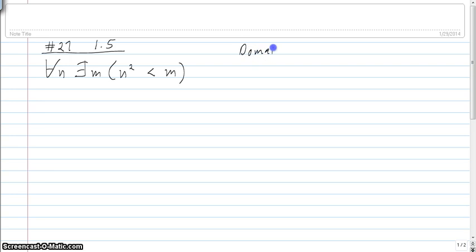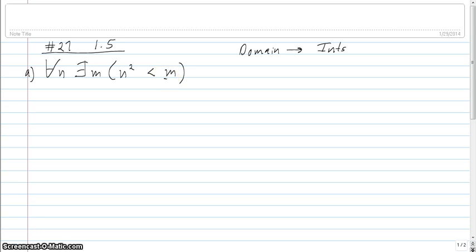these is the set of integers, and so we have to keep that in mind. And so if we look at this, I think this is part A in that problem. For all n, there exists an m so that n squared is less than m.